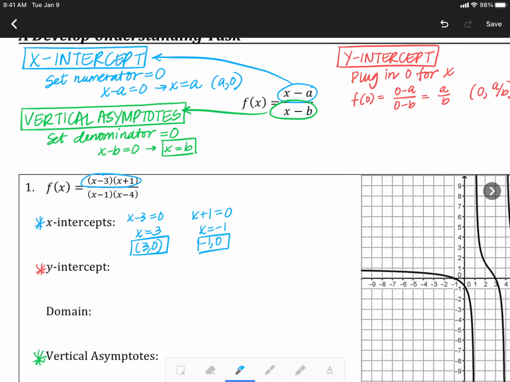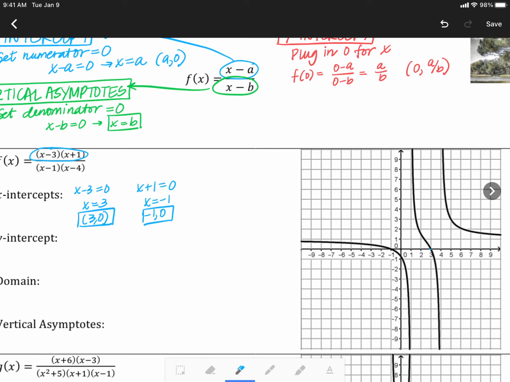Let's check the graph. Let's see if we got that right. Well, positive 3, there it is. Negative 1, there it is. We found it.